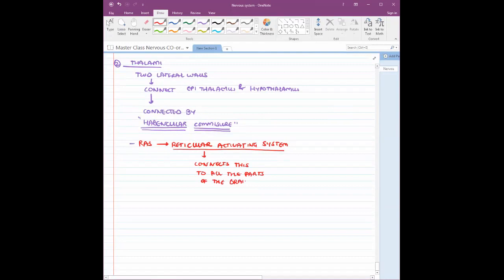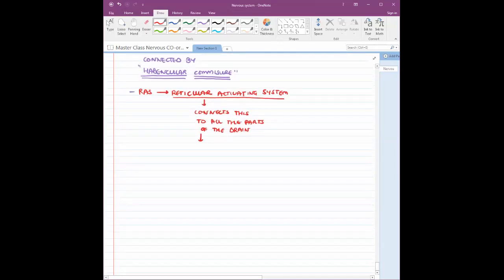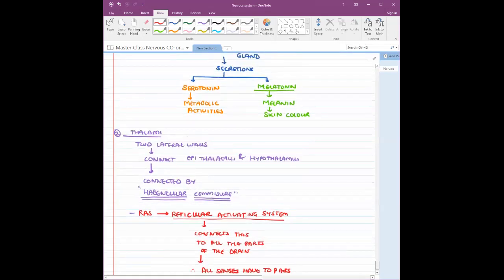And one of the most important things, guys, is that whatever senses have to go through the brain have to pass through this RAS system, except for the sense of smell, which is in your temporal lobe. So all senses have to pass through it except the sense of smell. Rest everything passes through it, guys. That's it. That is what we need to know with regards to your thalamus.